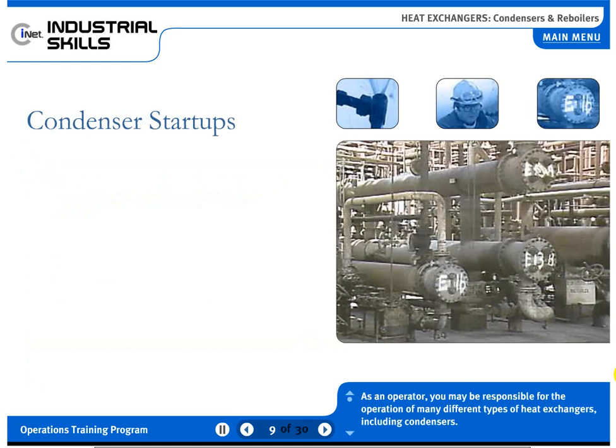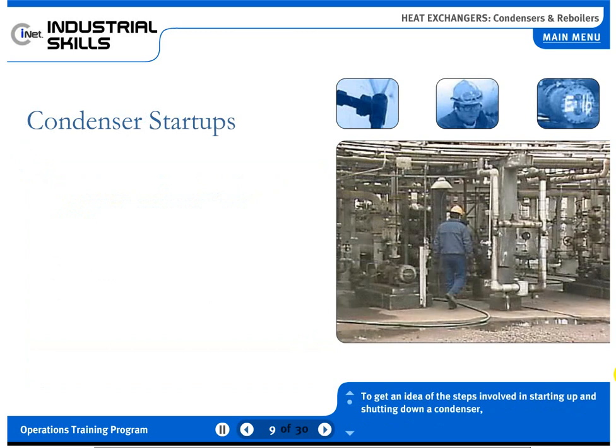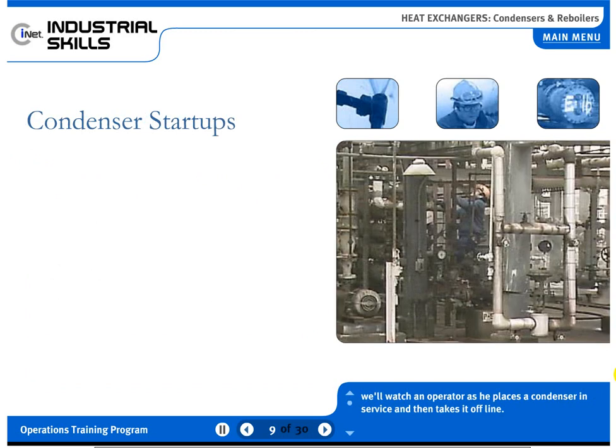As an operator, you may be responsible for the operation of many different types of heat exchangers, including condensers. So it's important for you to understand how they can be started up and shut down. To get an idea of the steps involved in starting up and shutting down a condenser, we'll watch an operator as he places a condenser in service and then takes it offline.